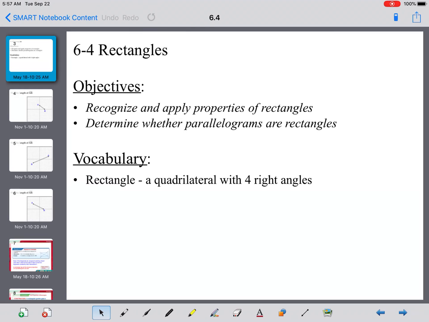where we're looking at more polygons. In fact, we're looking at more quadrilaterals. And our one for today is rectangles. And of course, you probably feel like, hey, I know rectangles.